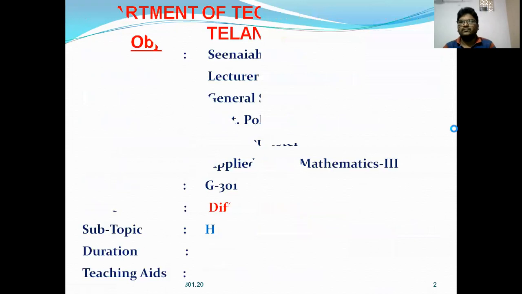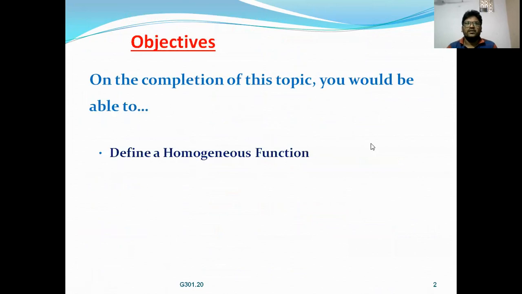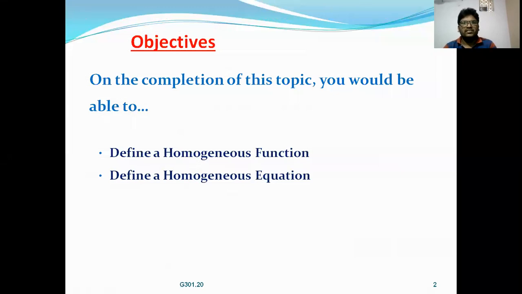So, see here. Today's learning objectives: on completion of this topic, we will be able to define the homogeneous function. What is the homogeneous function? I will give the definition and define the homogeneous differential equation. What is the homogeneous equation? We will define it in this session.